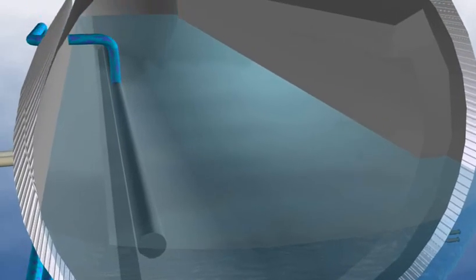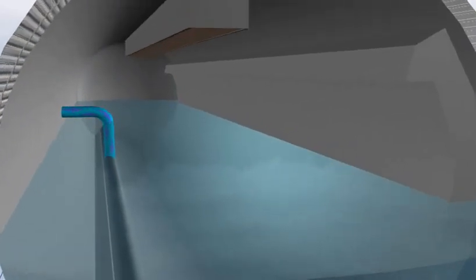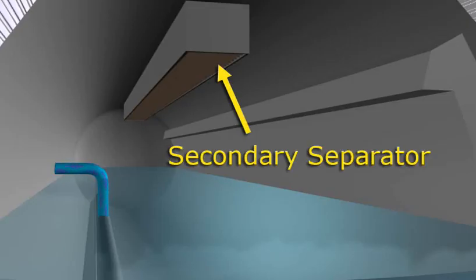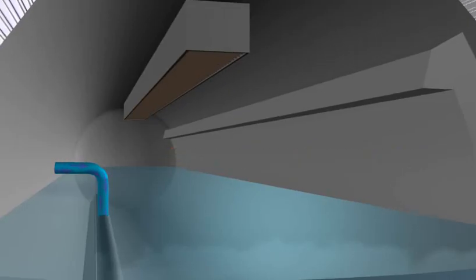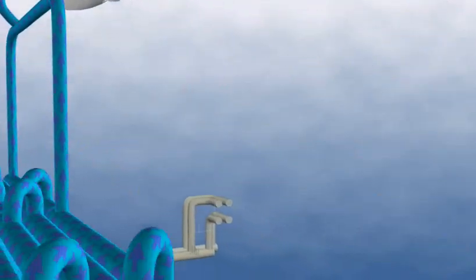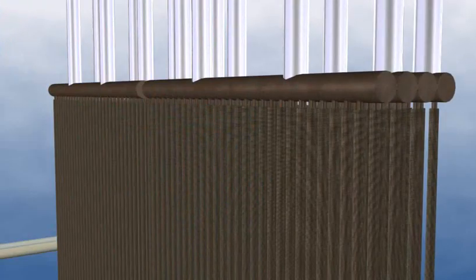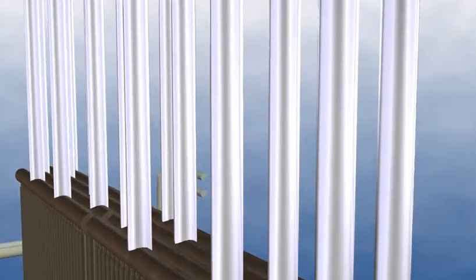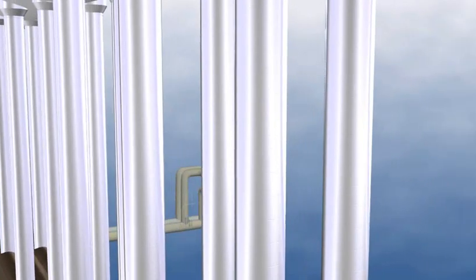Primary separators aid in releasing the steam bubbles from the water in the LP evaporator. The secondary separator serves as a dryer for the saturated steam as it leaves the drum. The LP evaporator produces the steam-water mixture that rises to the LP drum.